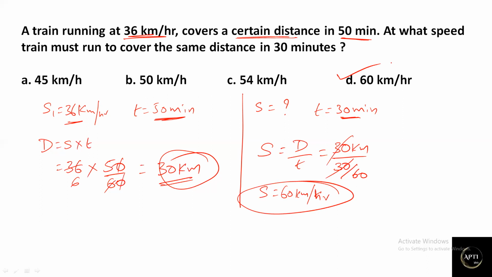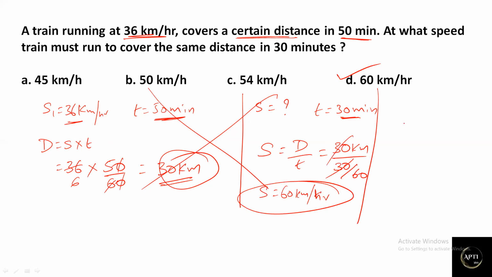But I will tell you, this is the normal process that everyone can solve. Just by observing one simple relation between speed and time, we can answer this question within seconds. Let me tell you a simple shortcut. This normal process, finding distance and then finding speed, will take minimum 1 minute to complete, but I will tell you how to answer this within 20 or 30 seconds.